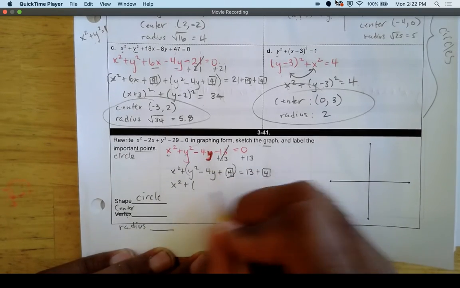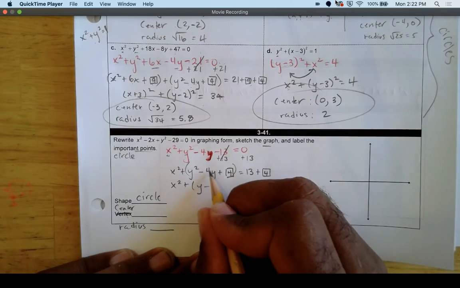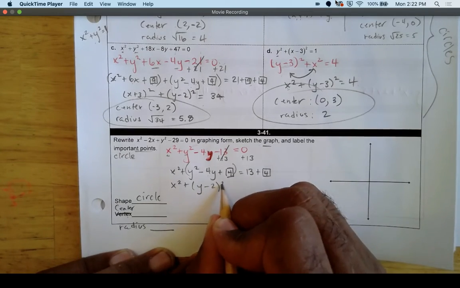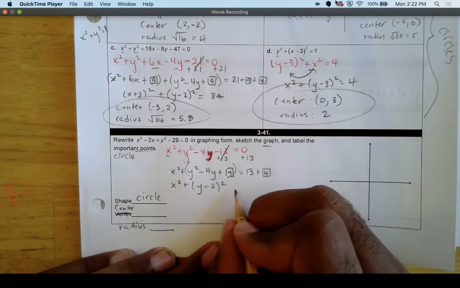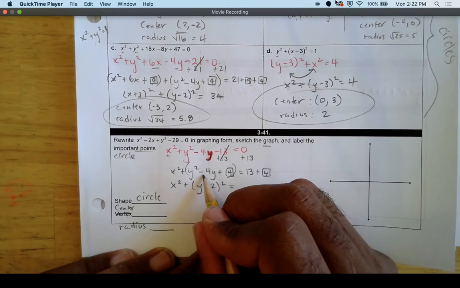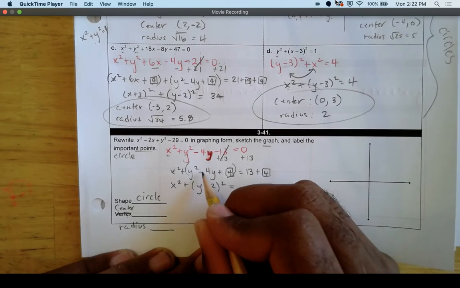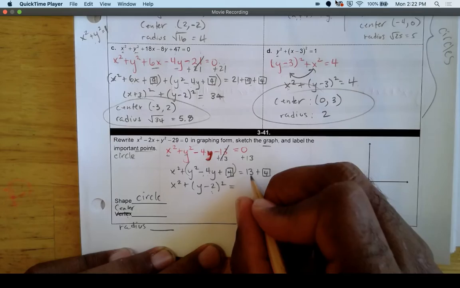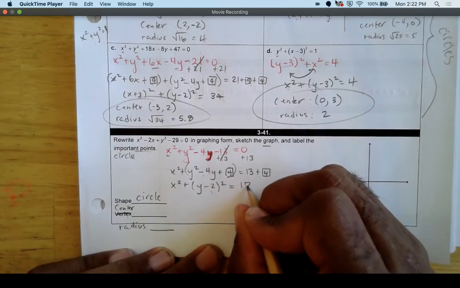And when I factor it with the x in the box, the shortcut is just take half of that b value. So it's -2. And again, remember, pay attention to that negative sign. If it's negative, put negative. Positive, put positive. Okay, 13 plus 4 is 17.